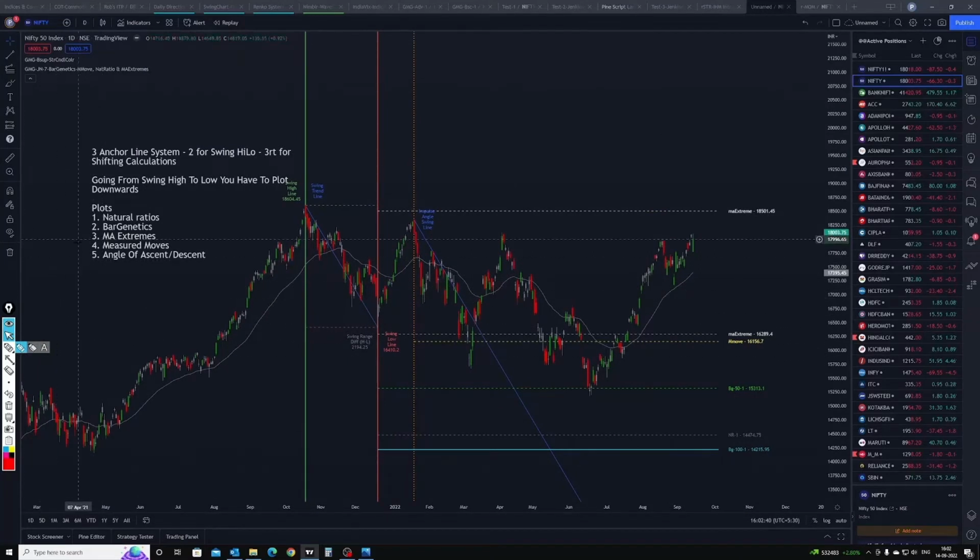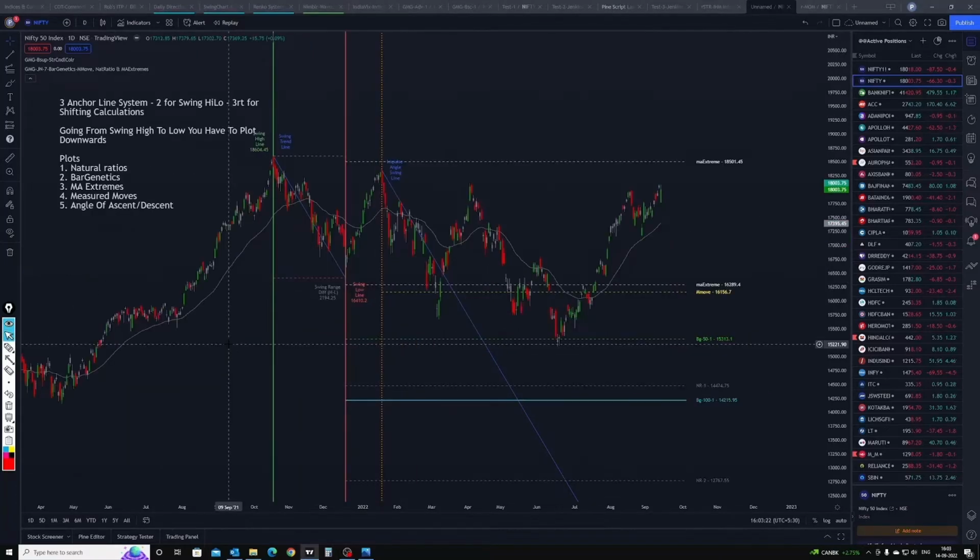Another thing is, what does this indicator do? So there are 5 things that this indicator or this tool does. It plots natural ratios, it plots bar genetics, it plots moving average extreme, it plots measured move, and it plots angle of ascent and descent. Let us understand each and everything of it. So first thing is natural ratios.